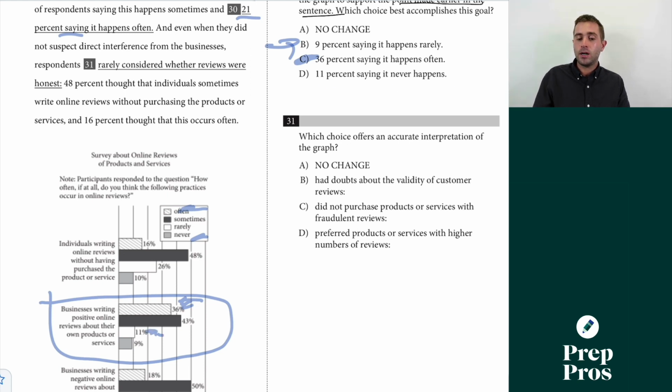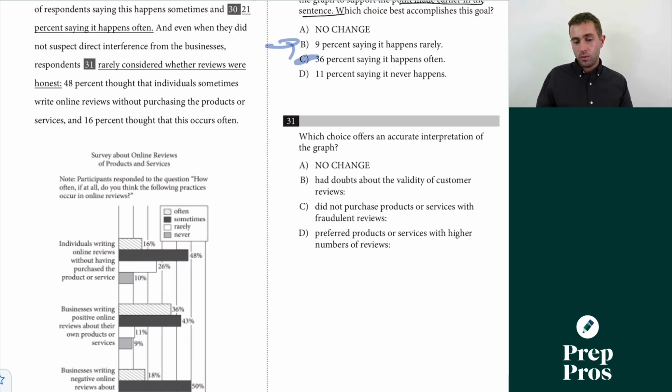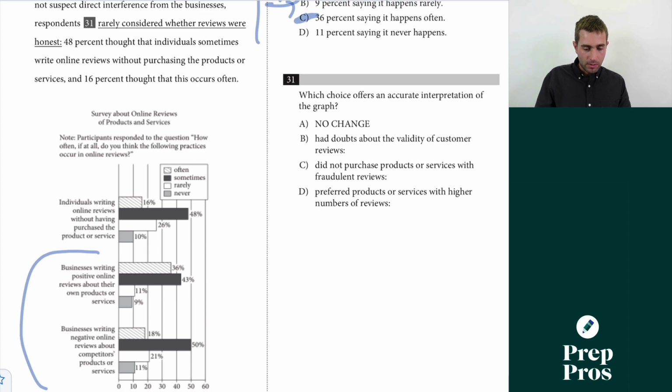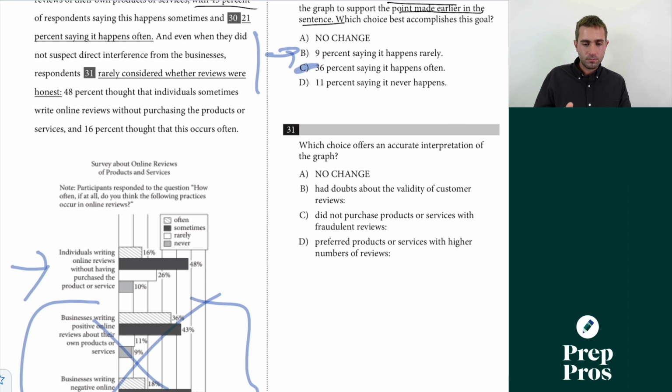You have to be really careful when you're looking at the graphs and charts for these questions. Question 31, which choice offers an accurate interpretation of the graph? So, and even when they did not suspect direct interference from the businesses, respondents blank. So we have to be looking at the part of the graph that doesn't have to do with the businesses. So this is going to have to be about individuals writing online reviews without having purchased the product or service. So it has to be accurate from that one.